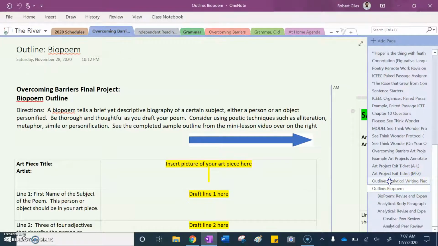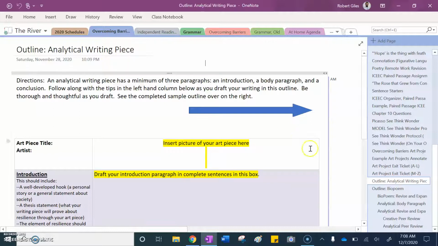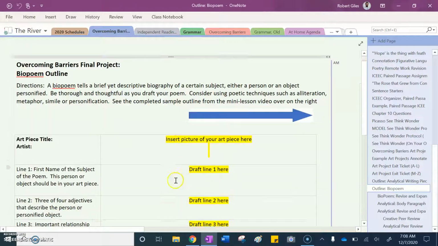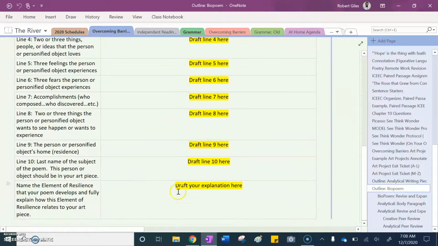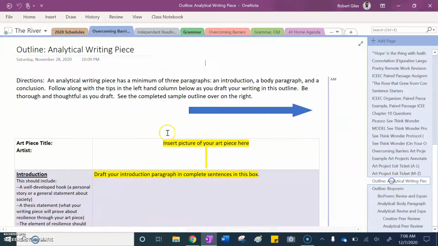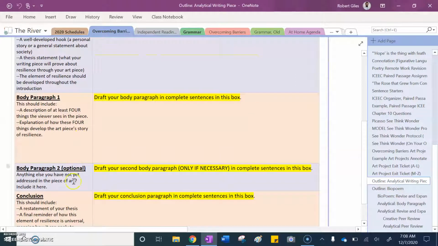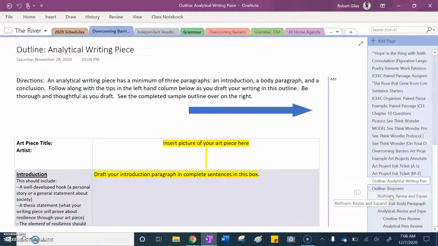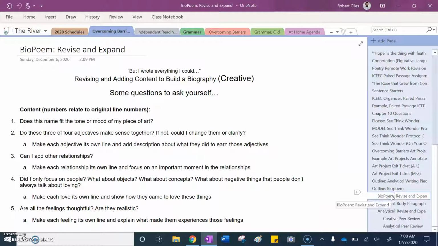You had already copied your outline for the analytical or the bio poem from the content library and started it. Finish it up. Get all your lines drafted. Get your explanation drafted. Get your intro, body paragraphs, and conclusion, your 3 paragraphs for the analytical. Get them done. Once you've completed the outline, either one, I sent you pages about how to revise and expand on what you already did, so you don't have to go to the content library.